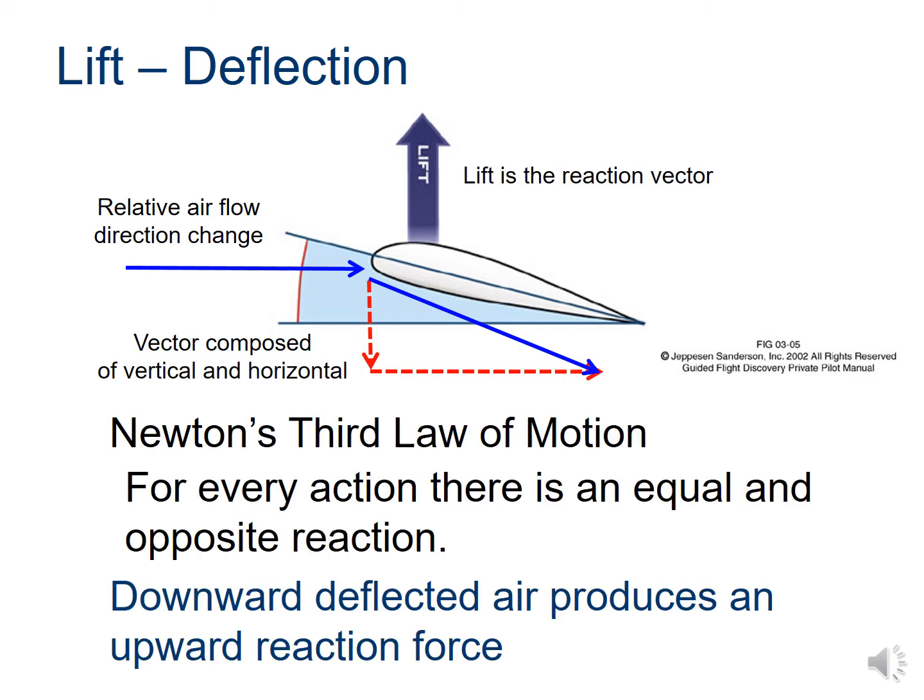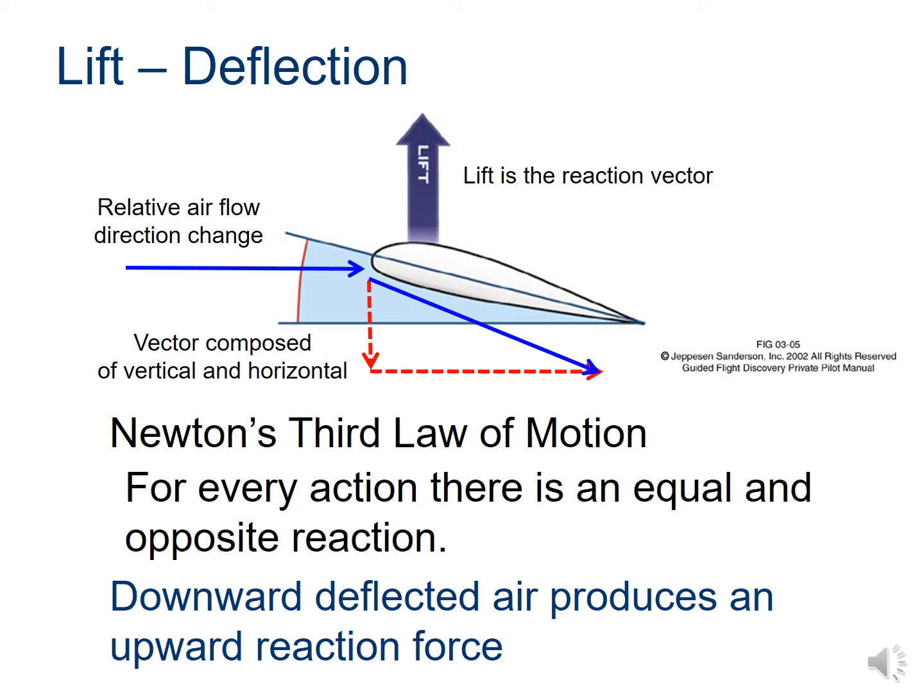Due to Newton's third law, for every action there's an equal and opposite reaction. So the downward angled force of the air molecules deflecting off the airfoil will produce an upward angled force on the airfoil. This force will have horizontal and vertical component vectors. The vertical component will give the plane lift, while the horizontal component will create drag. This is called the lift-to-drag ratio.